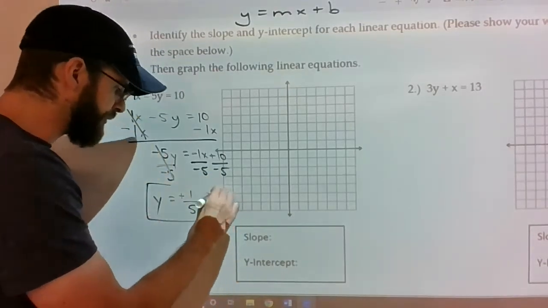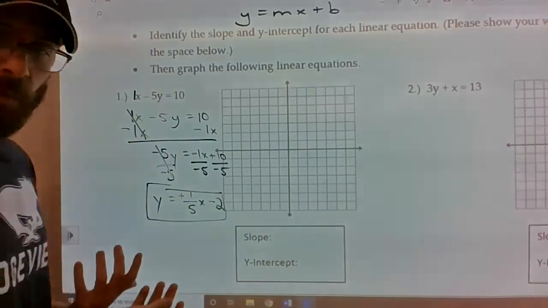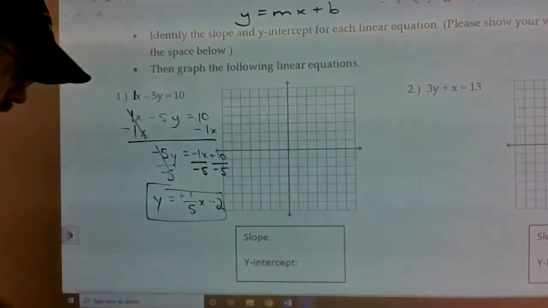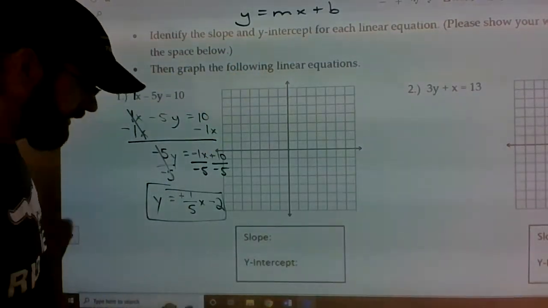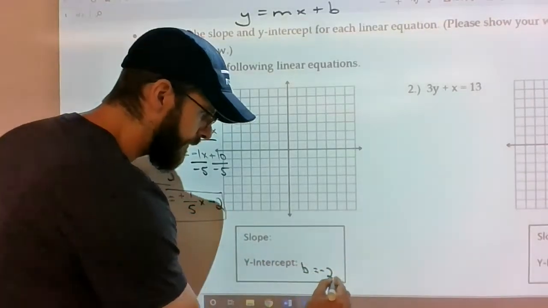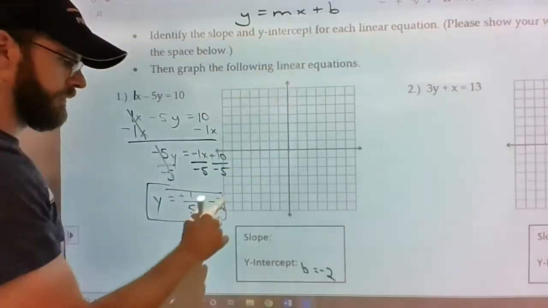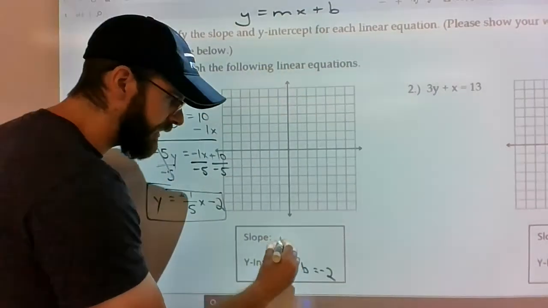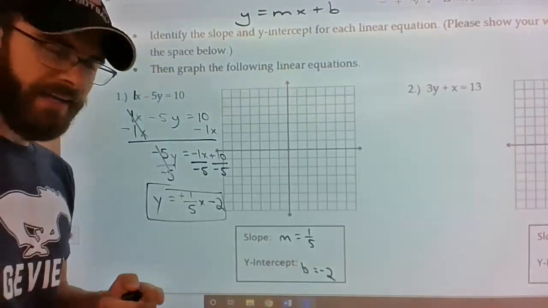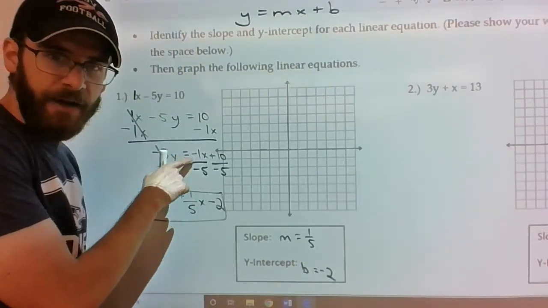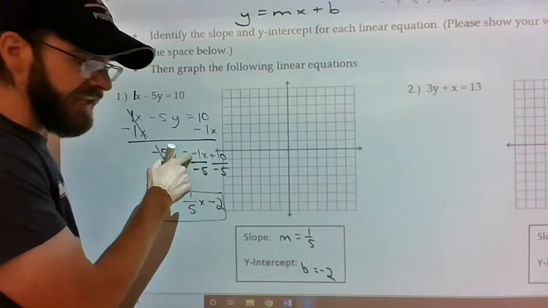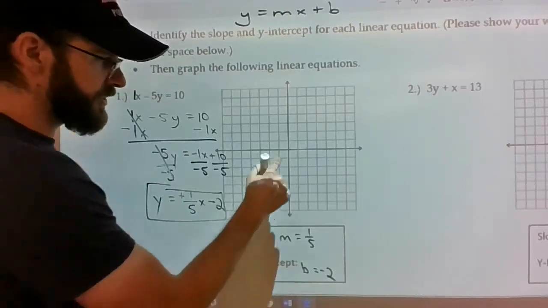And our first task, which is to get y by itself, is done. Now we have to identify the slope and the y-intercept. That shouldn't be a problem. It's going to start at negative 2. So that's the y-intercept, and our slope is going to be positive 1/5. But keep in mind that it also can be down 1, left 5, because a positive 1/5 is a negative over a negative as well.